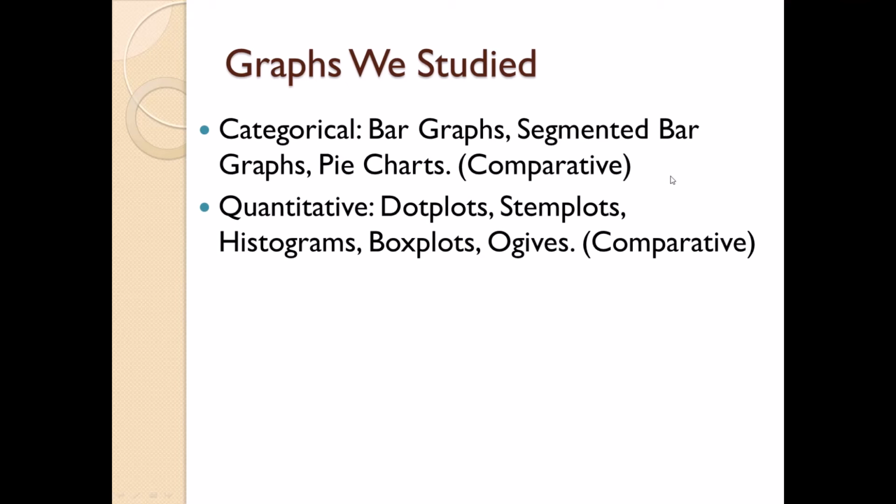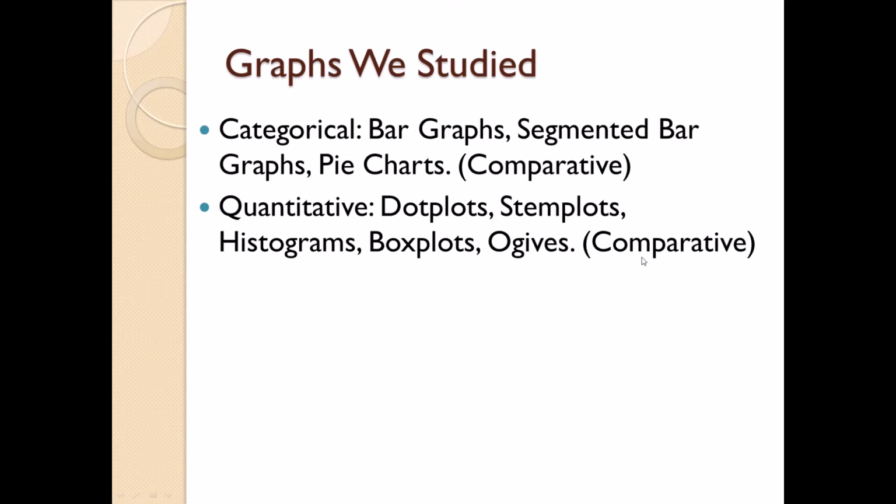For quantitative, we had dot plots, stem plots, histograms, box plots, and ogives. Now, ogives were very useful. They were interesting. I really don't think we'll see them on the AP exam. In fact, in all my time doing this, I've only ever seen anything remotely like an ogive one time. It was years and years ago. So I don't think I'd spend a whole lot of time on this.